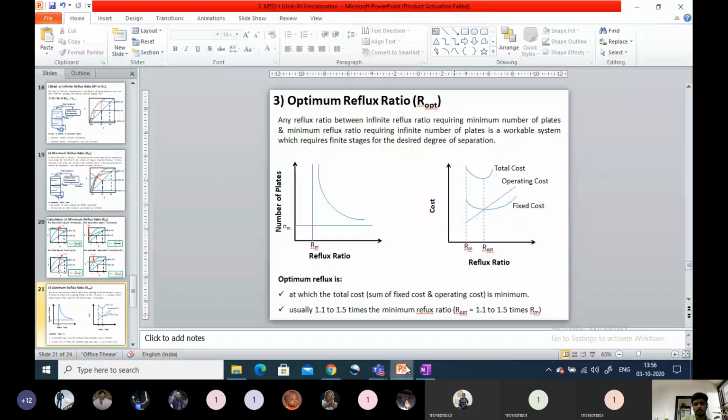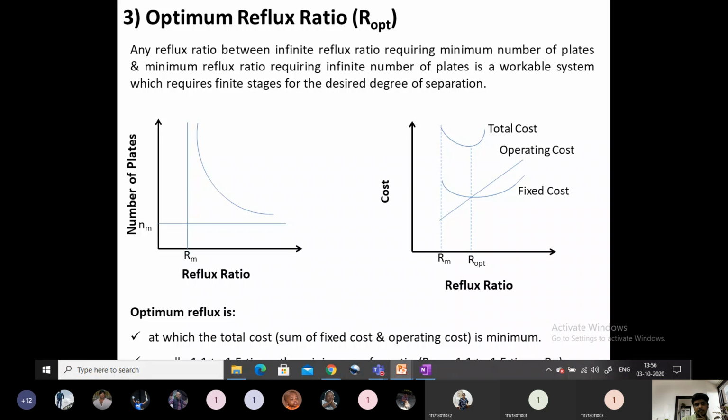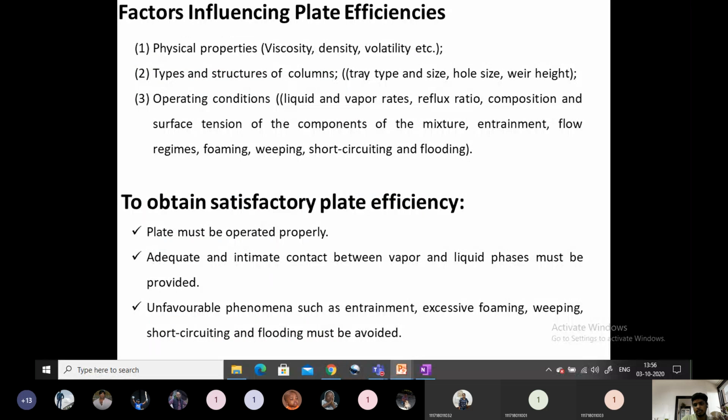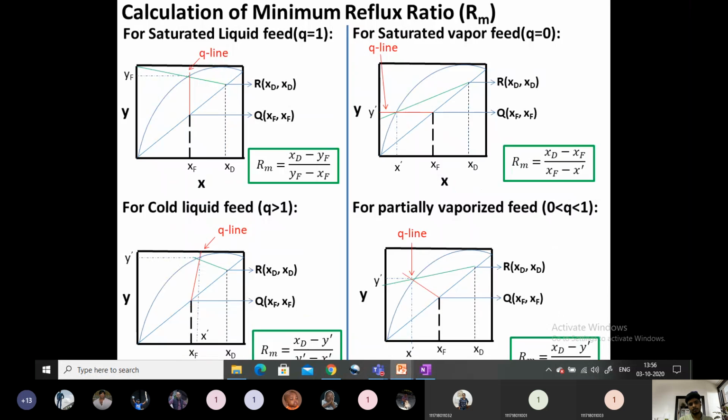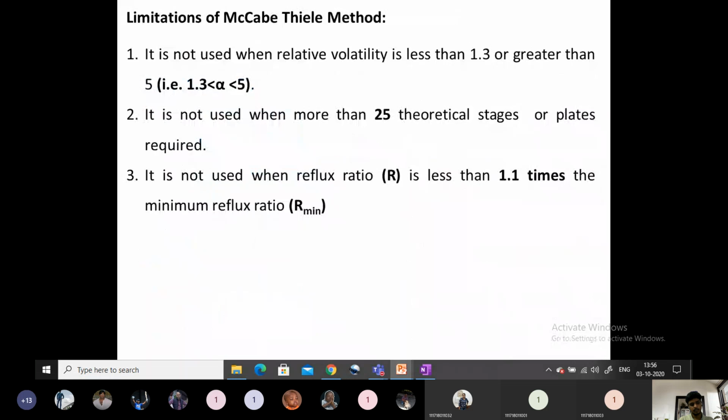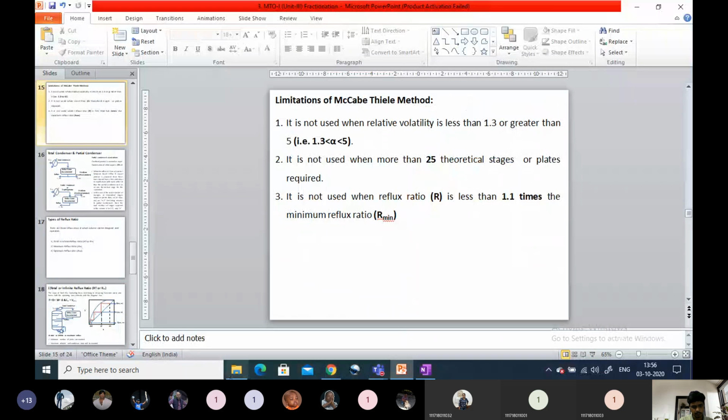Okay, in the next class we will see the efficiencies. The last topic in this unit is efficiencies. There are three types of efficiencies. We'll discuss in the last class how to improve the efficiency of a distillation column. Then one class will be taken to summarize all the topics covered in this fractionating column, the third unit. I hope you understood this one.